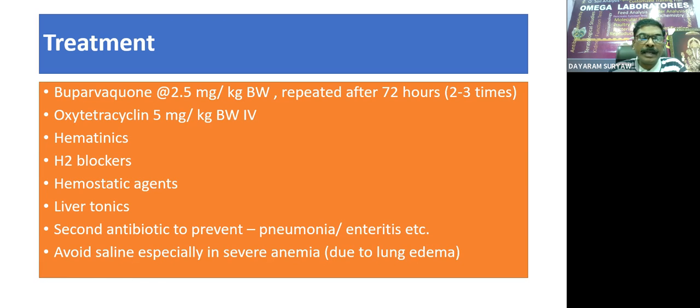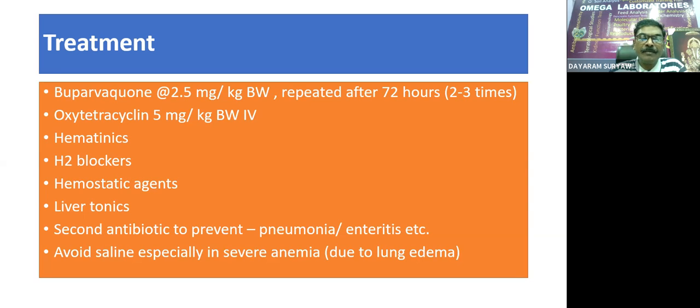Then second, antibiotics. Along with oxytetracycline, we have to give another antibiotic which can prevent pneumonia or enteritis. Accordingly, we can select antibiotics which can give a good effect along with the oxytetracycline. So the second antibiotic is most important for the control of the pneumonia condition in Theileriosis.